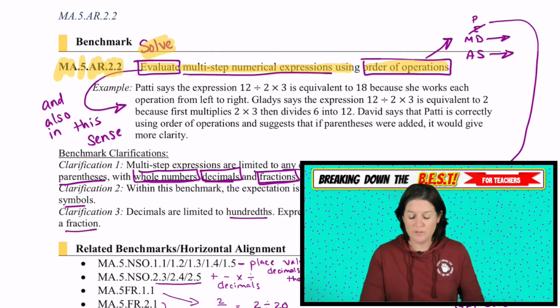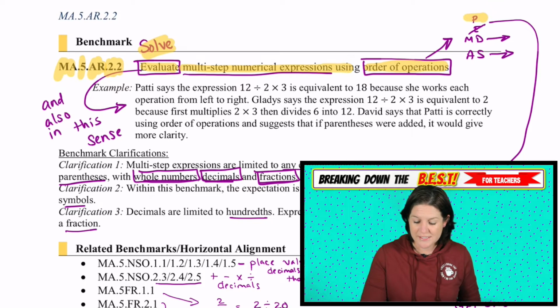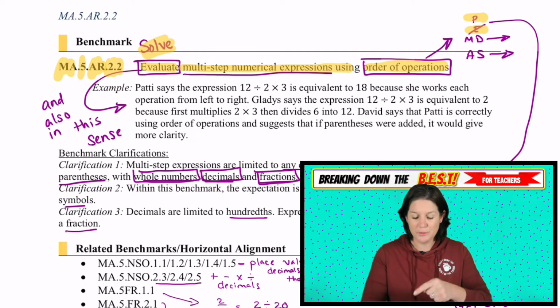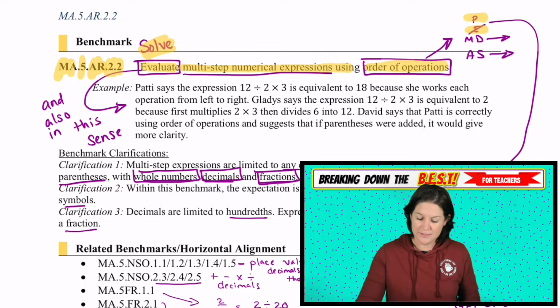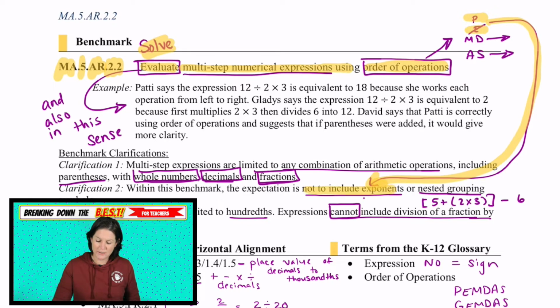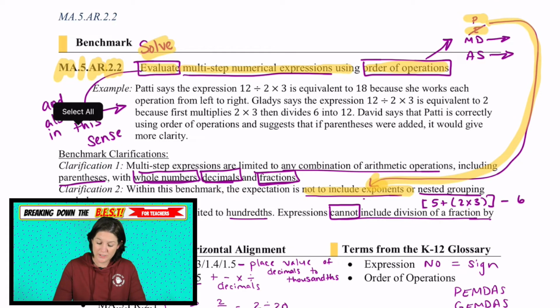When we think of the order of operations, we have parentheses, then exponents, but you'll notice I crossed it out because exponents are not included this year in 5th grade for the B.E.S.T. standards. The next step would be to look at the multiplication and division left in the equation, looking at those operations from left to right and solving them that way. And the final step would be looking for our addition and subtraction symbols going from left to right as we solve them.